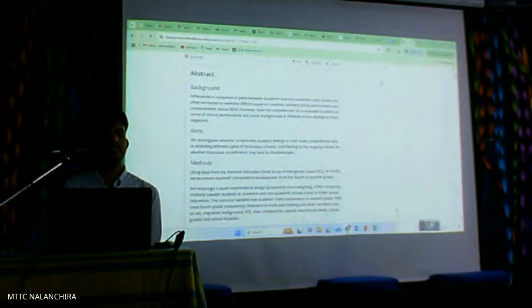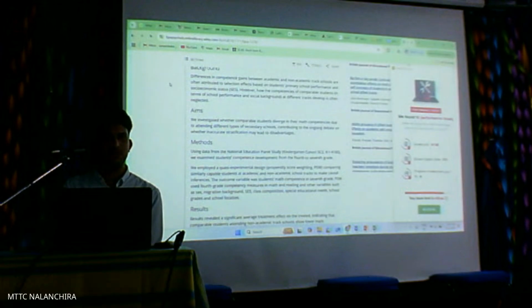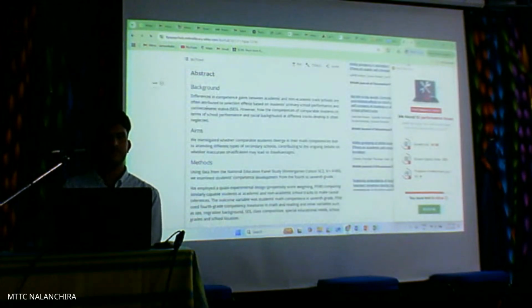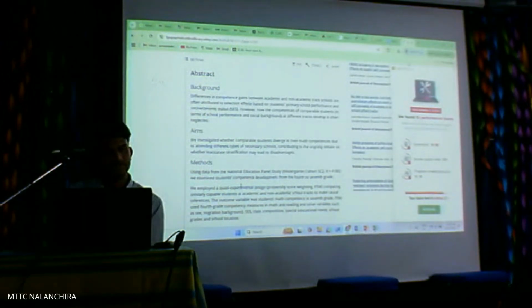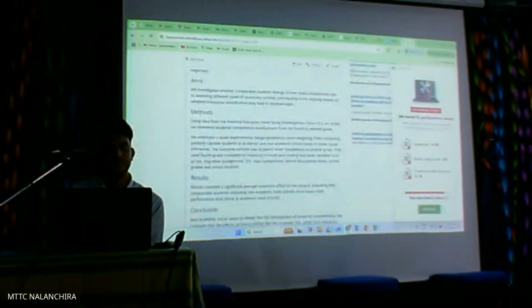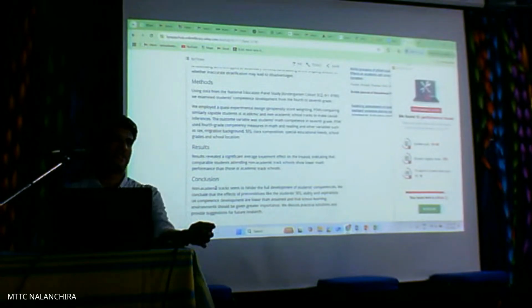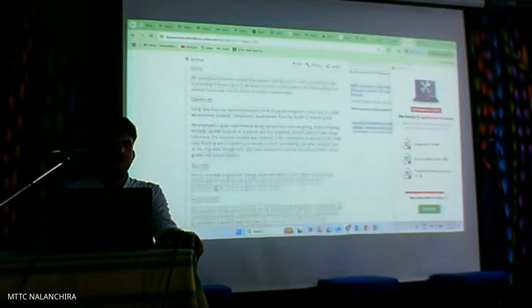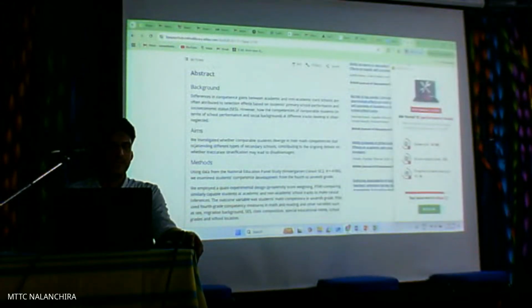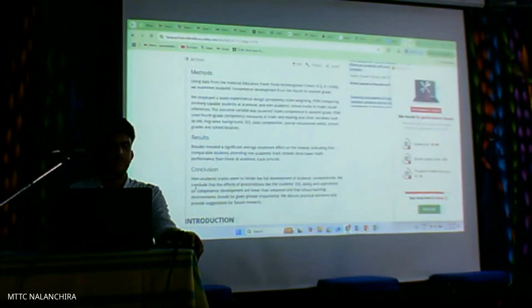See the abstract? This is the abstract. The abstract consists of background in 2-3 sentences, aims of the study in 1 or 2 sentences, method, result, conclusion. This is known as a structured abstract. Again, the abstract is divided into introduction or background, aims, method, result, conclusion.